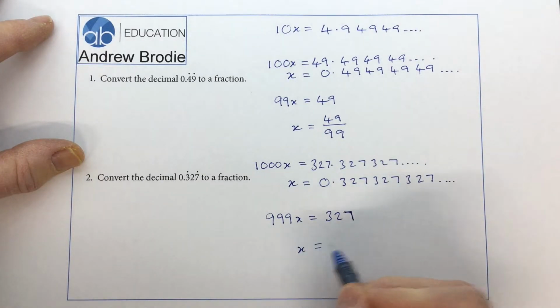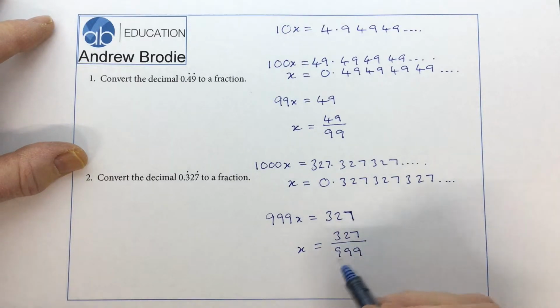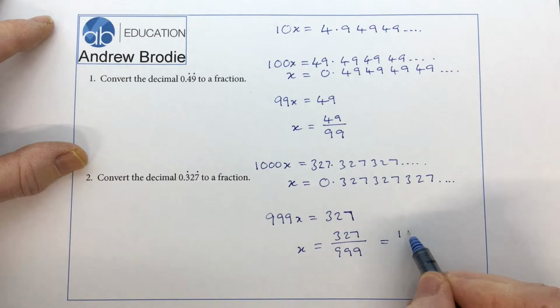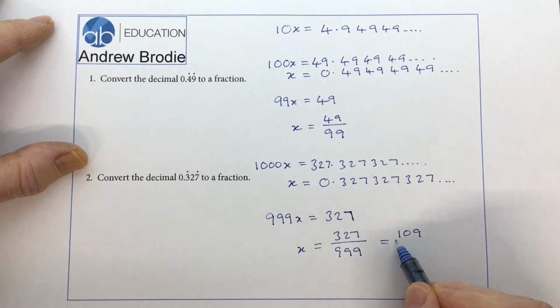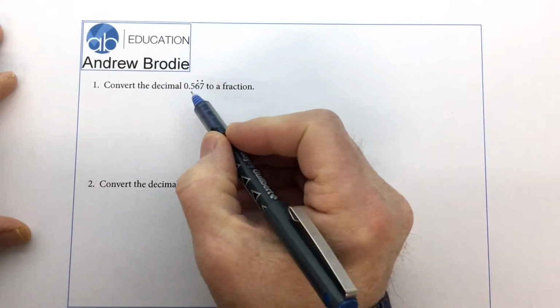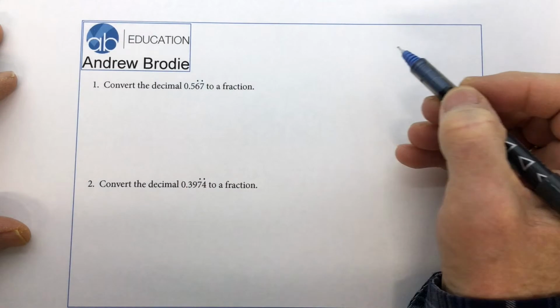So x will be 327 over 999, and you might notice both of those are divisible by 3, so that's going to be 109 over 333. Job finished.